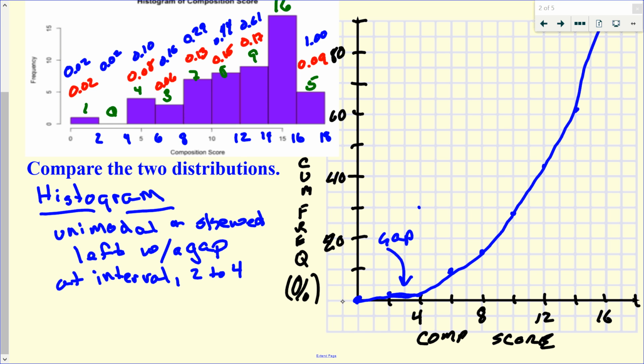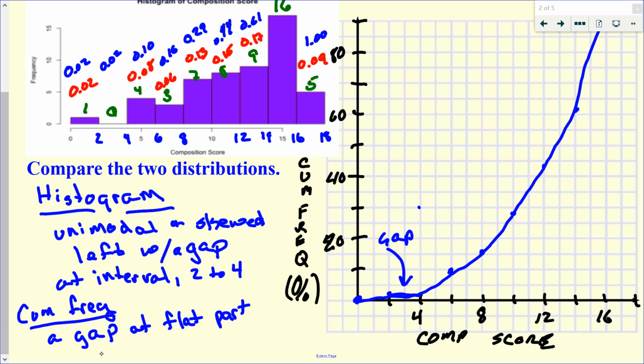Here's our gap, and it's flat and smooth climbing. And then we've got this big jump right in here. Really starting to get the big jump, especially right here. Much steeper climb. So the cum graph: the gap is the flat part, the mode is the steepest climb.